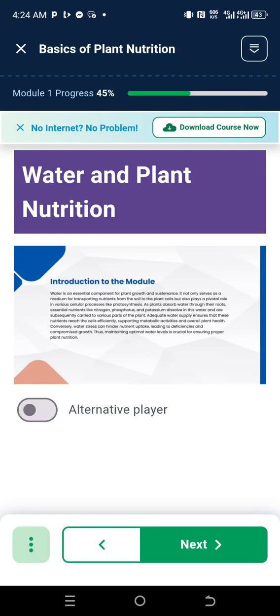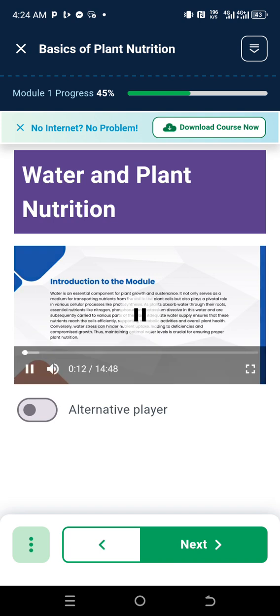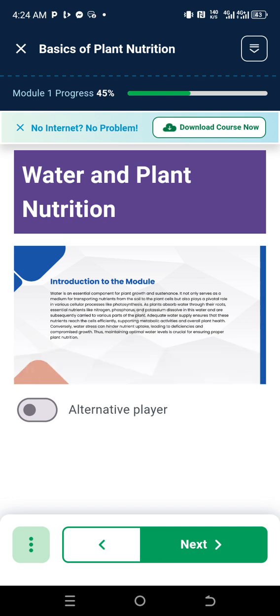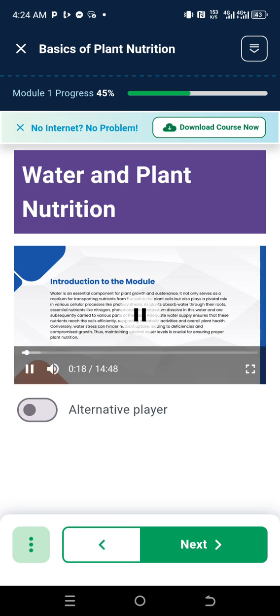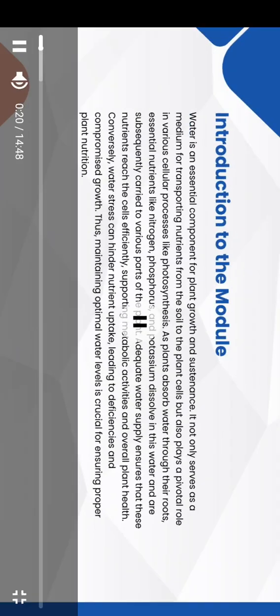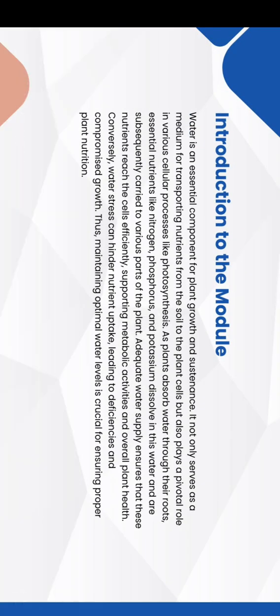Content of the module. Water is an essential component for plant growth and sustenance. It not only serves as a medium for transporting nutrients from the soil to the plant cells but also plays a pivotal role in various cellular processes like photosynthesis.